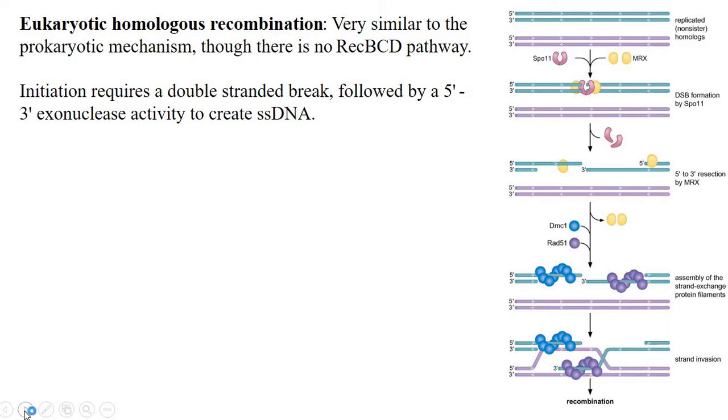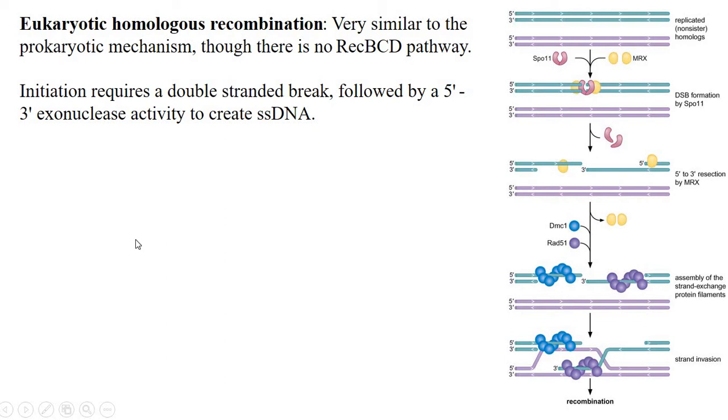Okay, so that was prokaryotic homologous recombination. Now we will talk a little bit about eukaryotic homologous recombination. Eukaryotic homologous recombination is very similar to the prokaryotic mechanism that we just talked about, but there is no RecBCD pathway. It works in a little different way than what we talked about in prokaryotes.